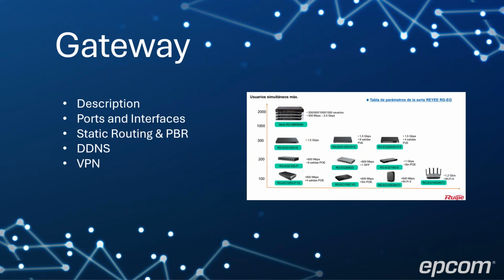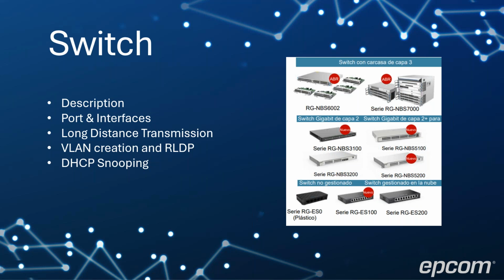We did all of these topics, and we will jump to our switch. In our switch, we will see the switch in general. We will see how to configure a port and an interface. We will see how to do a long distance transmission. It's very important that you can see this, and we can see how to create a VLAN and LLDP, and how to enable DHCP snooping. So let's jump into the cloud again, and I will show you.